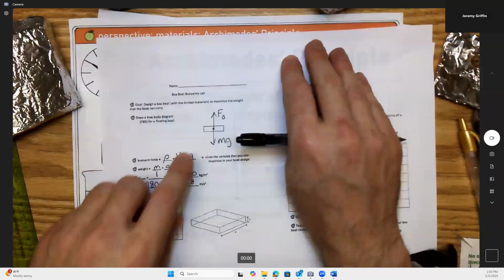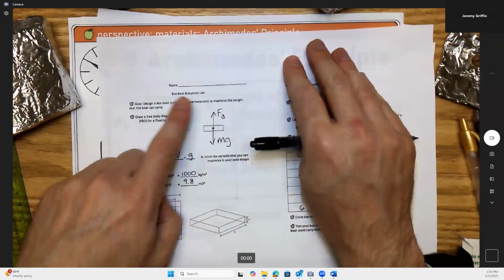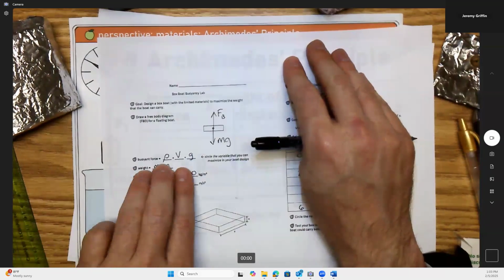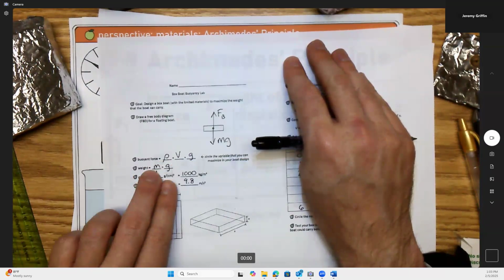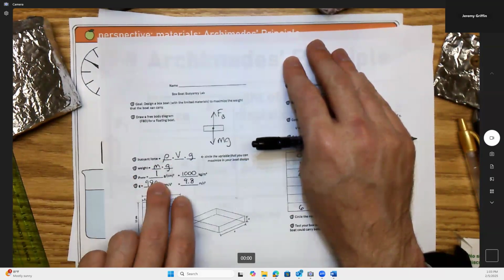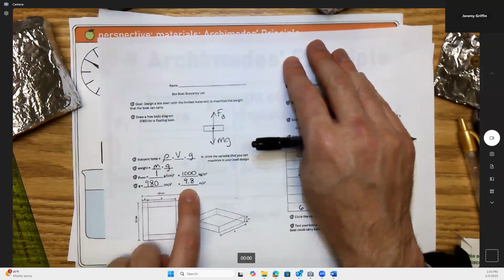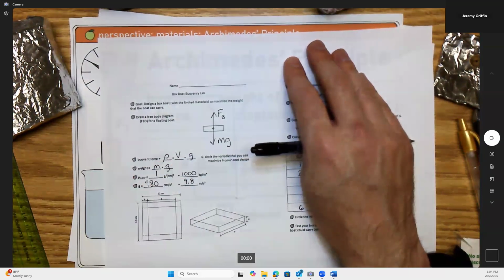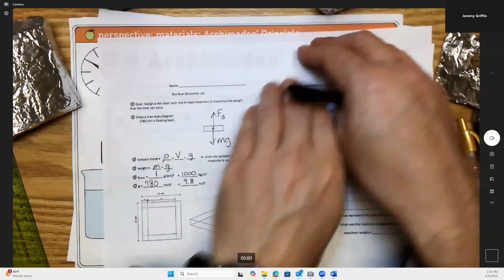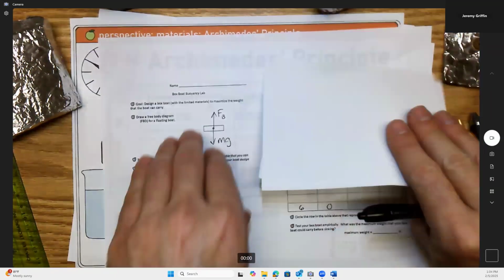You guys came up with this free body diagram. Weight down, buoyant force up. Buoyant force is rho VG, right? Density of the fluid, volume displaced, gravity field. Weight is mg. Density of water is 1 gram per cubic centimeter or 1,000 kilograms per cubic meter. Gravity field is 9.8 meters per second squared or 980 centimeters per second squared. One thing you've got to keep track of is units. There are some centimeters here, some meters. You guys got to be careful.